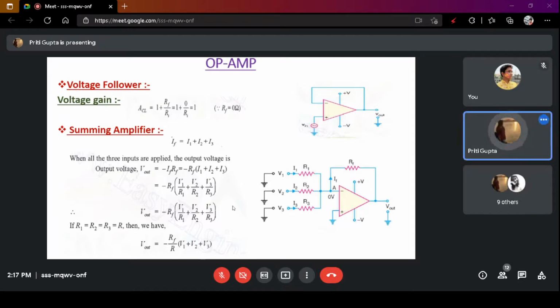Okay, now write down: a summing amplifier is an inverting op-amp.